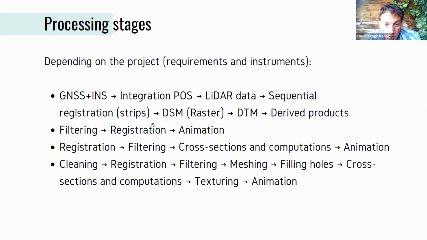Or we can work on animations by just filtering and registering our point clouds, make some flight throughs, and as a result, we will have some MP4 or MKV files that we can use as a flight through animation. Cross sections will have a different way, and even animations in terms of 3D modeling with textured maps, 3D models, that requires a different procedure.